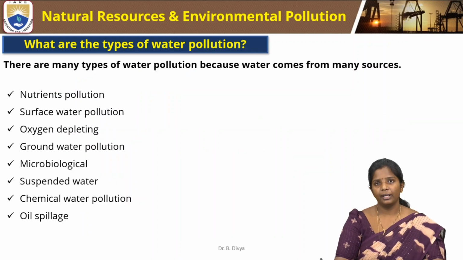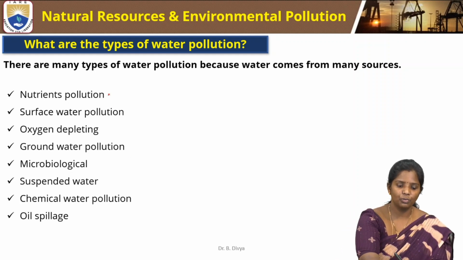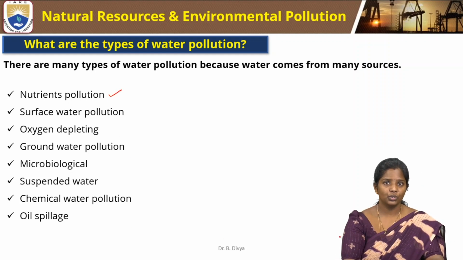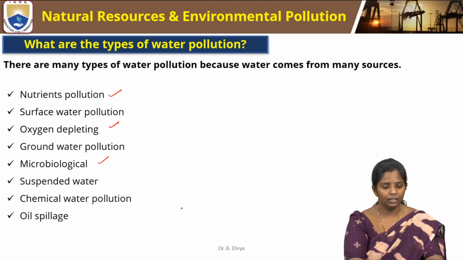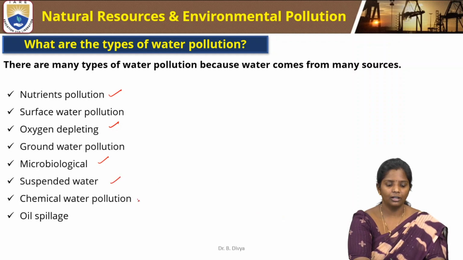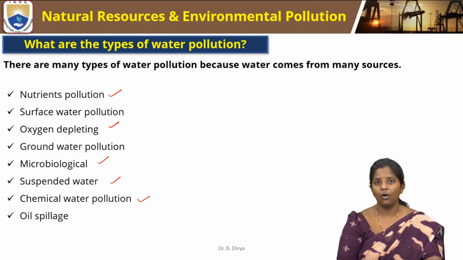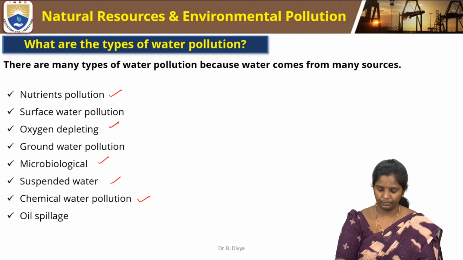So what are the different types of pollution that happen due to these sources? Nutrient pollution, surface water pollution, oxygen depletion, then groundwater pollution, microbiological pollution, then suspended water, then chemical water pollution and oil spillage. So these are different pollutions that happen to the water due to the different sources.